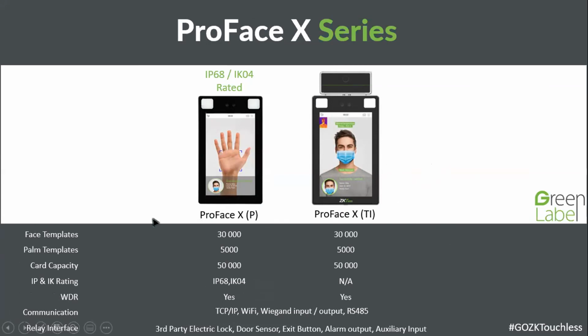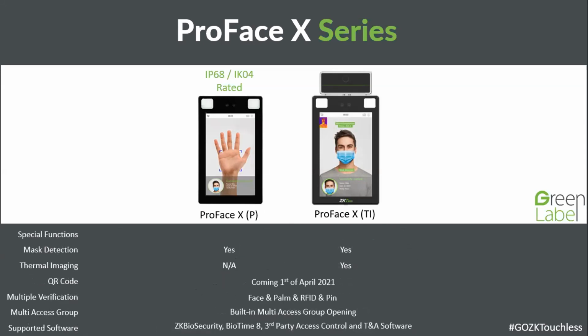And the nice thing about this, as you can see, is that it is more robust and can take up to 30,000 facial templates and 5,000 palm templates. The capacity is bigger than the SpeedFace series. They also come with built-in Wi-Fi, the same feature that the SpeedFace series has, but the capacity is larger and this one is IP rated. Also, you can use these readers for access or attendance, depending on the solution that you want to run with.